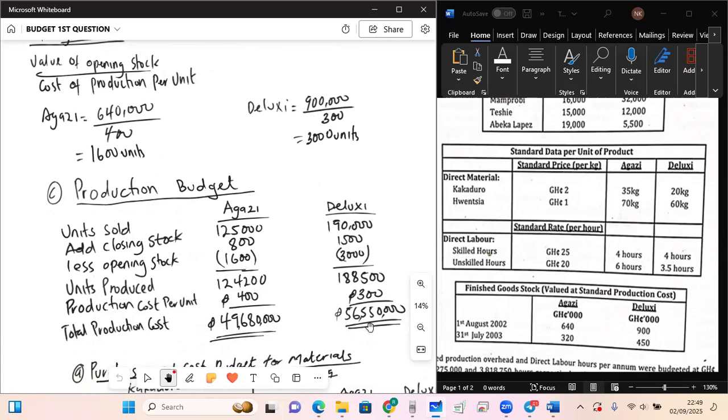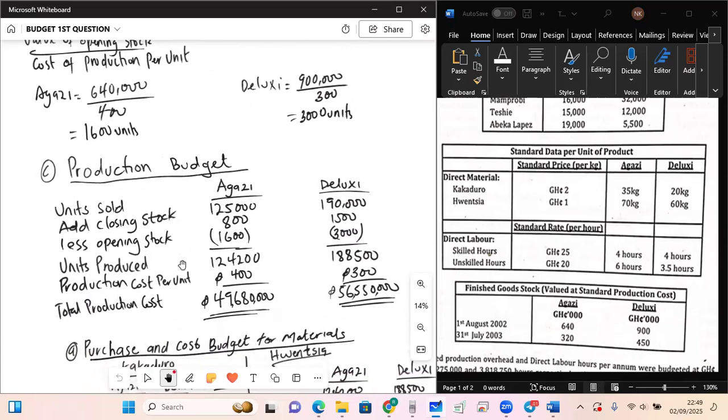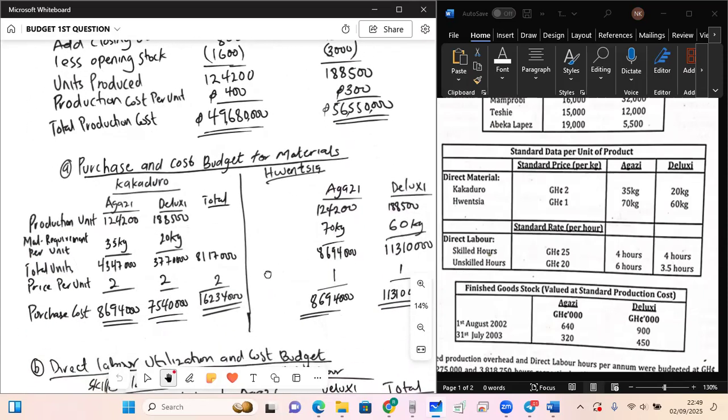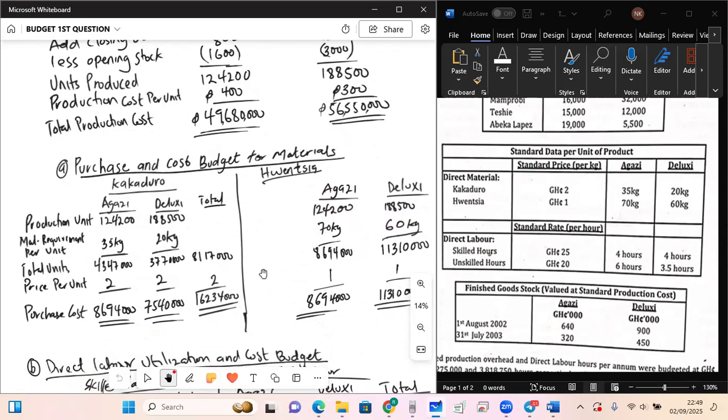49,680,000. And then that's for Agazi. And then for the Luxy, 56,550,000. Right? So that's what we are seeing here, which is the units produced multiplied by the production cost per unit. Right? So we further move on to prepare our purchase cost budget.